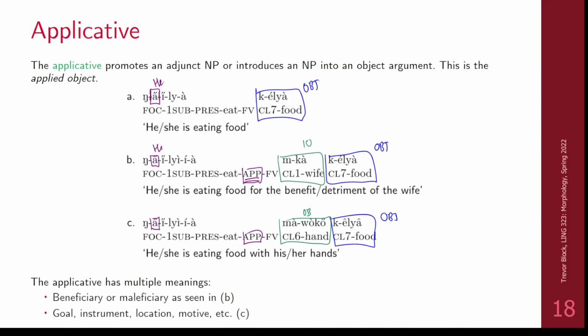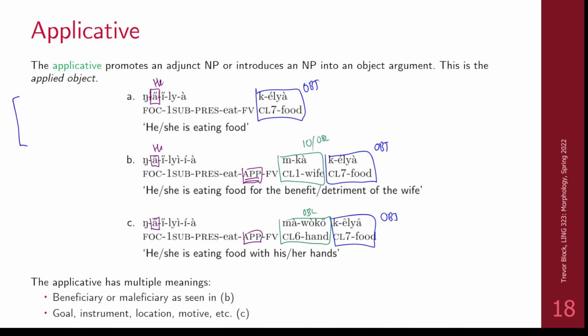So we would call this the oblique. And for the sake of the indirect object in B, you can also call this an oblique as well, because we're reserving oblique for anything that's not the subject or direct object. So indirect objects can be obliques as well.